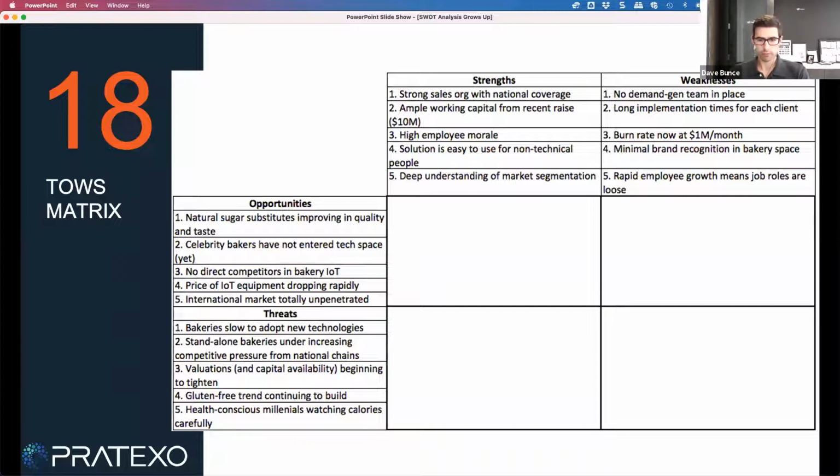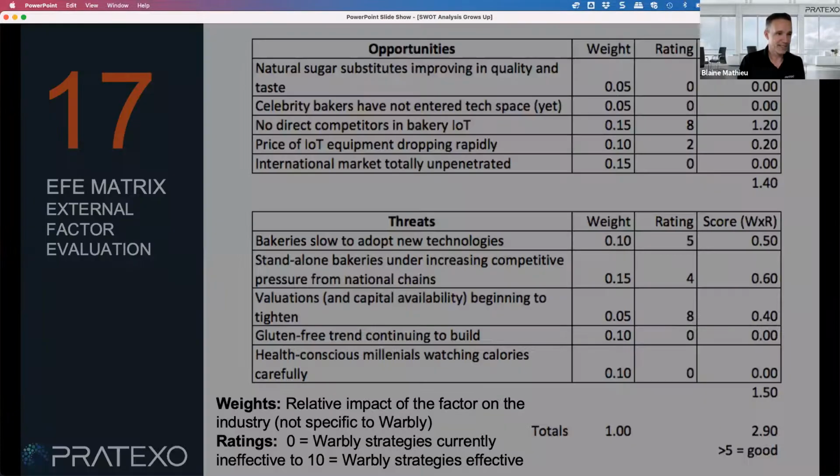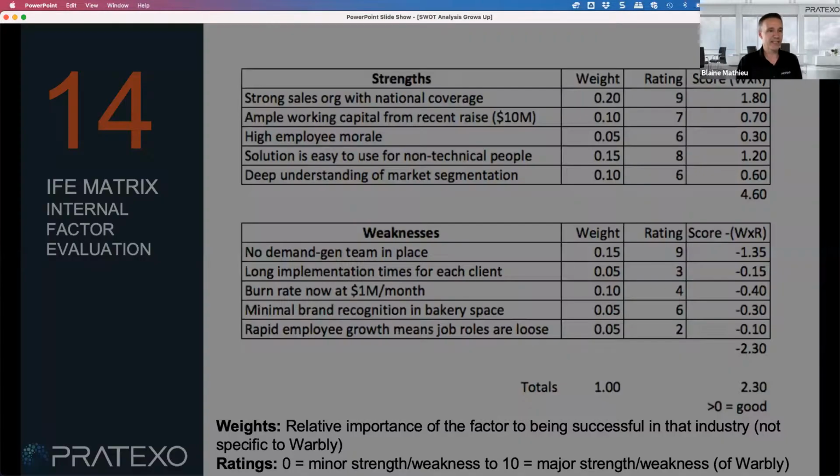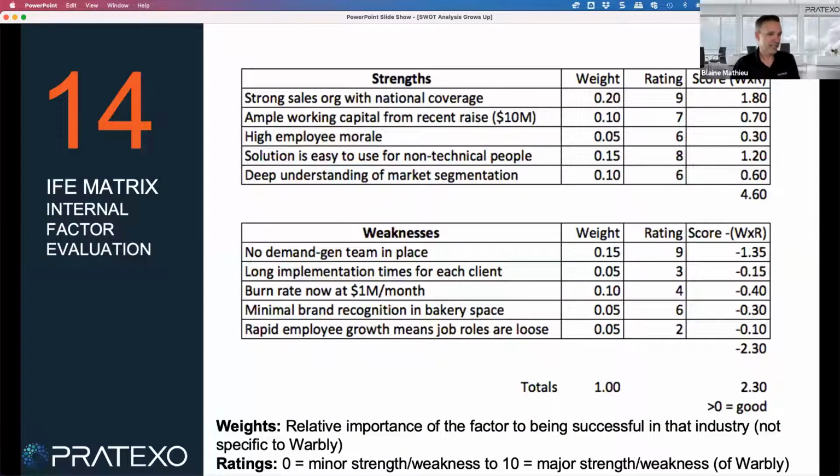There is another question on why are weaknesses a negative? It's just because of the way the rating system worked. Because I'm saying 0 is a minor strength or weakness, 10 is a major strength or weakness, then 10 becomes a major weakness, and that becomes a drag on us, right? That becomes a negative. If I'd changed the scale, then you could have turned this into a positive. But I'm just saying 10 makes it a major weakness. That obviously is going to subtract from our overall analysis of internal effectiveness. I hope that makes sense.